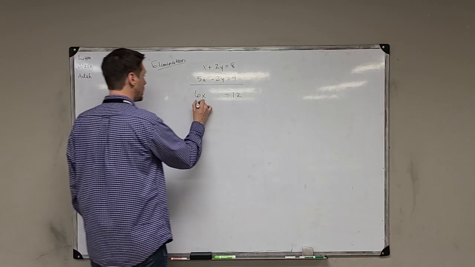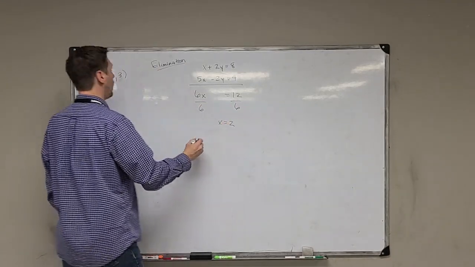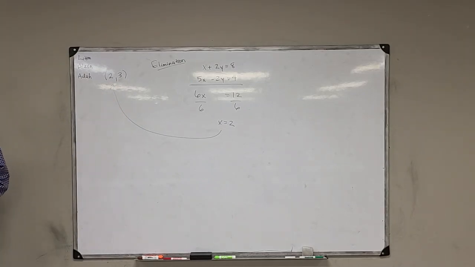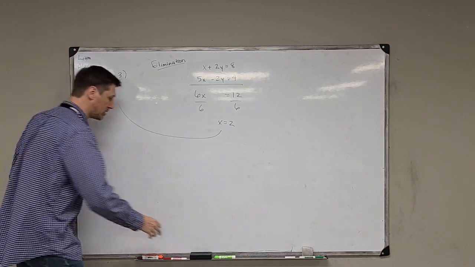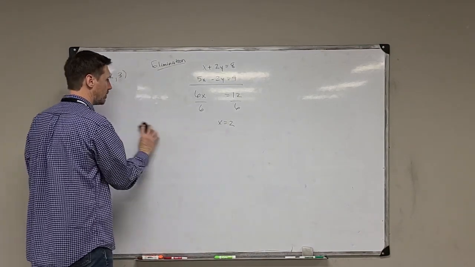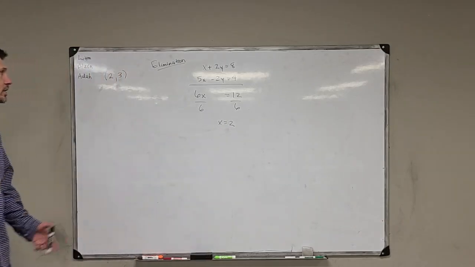Divide both sides by 6, right? We're masters at that now. So x equals 2. That's exactly what we got when we used substitution. But it sure was a lot easier to get to it with this one, wasn't it? So elimination sometimes can be your friend because it's a lot easier to go that route than going the substitution route. All right? So we got x equals 2.